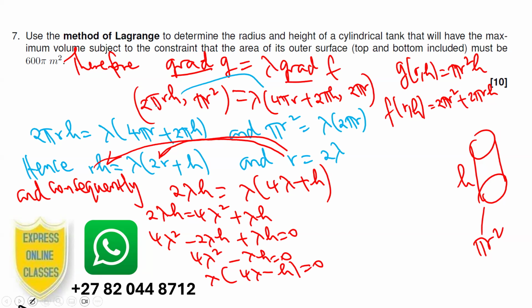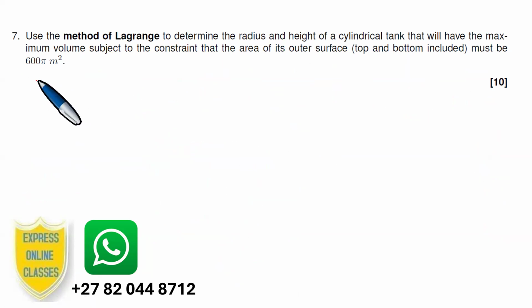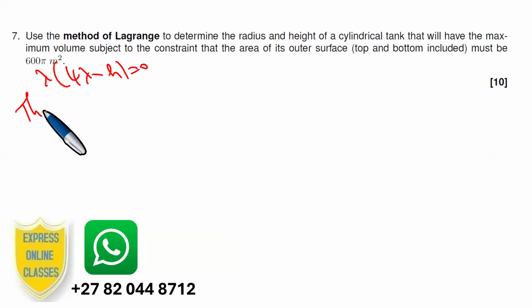So that we have lambda times (4 lambda minus h) equals 0. Thus, from this, we're able to see that lambda is equal to 0, but also lambda becomes h over 4.